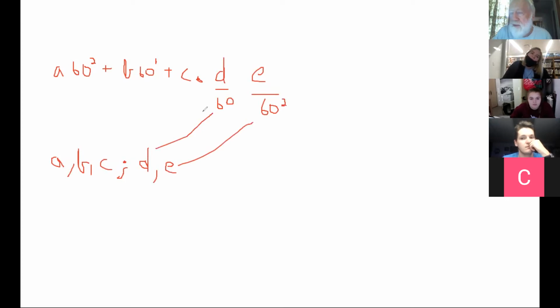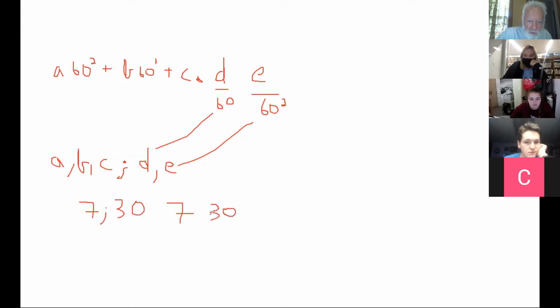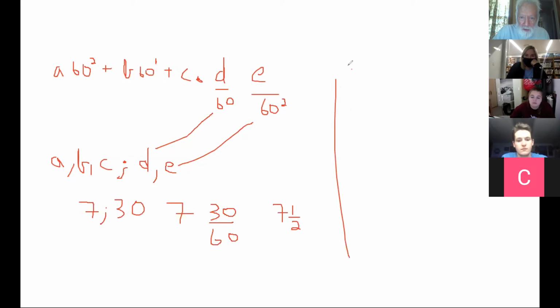So let's look at 7;30. The 7 won't be a problem. So that 30, this is 30 over 60. Does that make sense? You can convert to 1/2. In fact, switch them all to base 10. And then let's look at 10;33,45. I don't think you have any 3-place decimals.